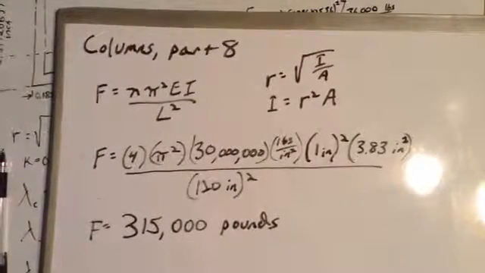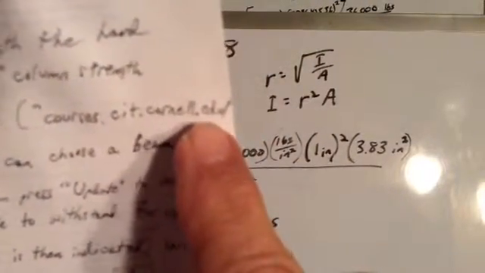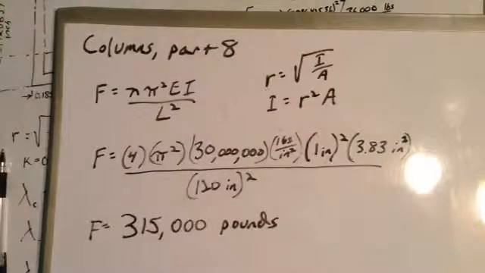This is columns part 8. Now that we know how to calculate column strength the hard way, let's do it the easy way. If you Google column strength calculator, go to the Cornell University website, which is courses.edu/ARCH264/calculators/example 7.3/index.html. Then you can choose a beam cross-section, beam length, end conditions, and then press update.